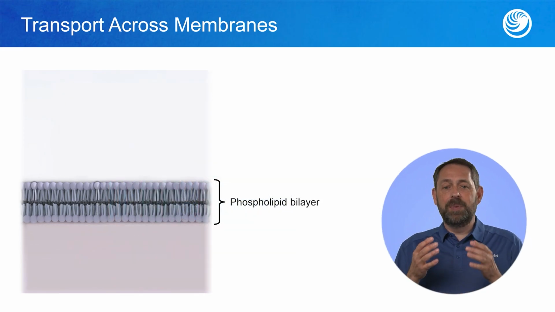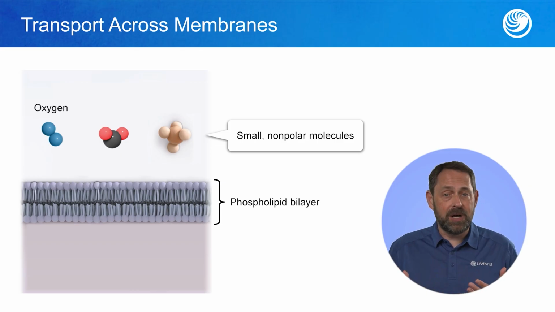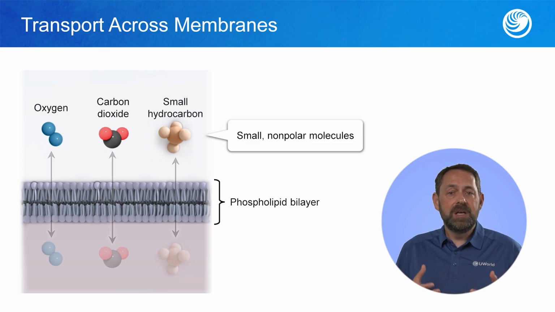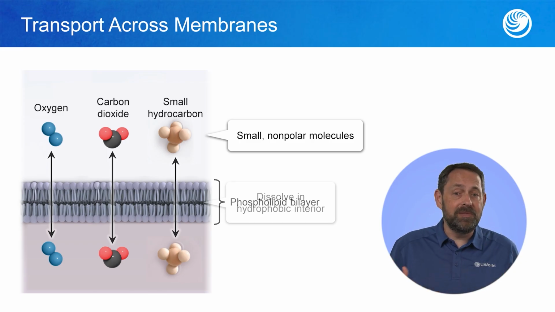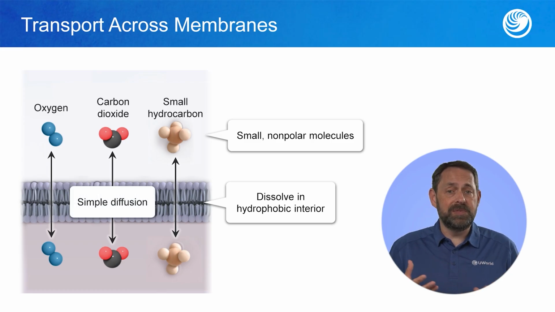The phospholipid bilayer allows small, nonpolar molecules such as oxygen, carbon dioxide, and small hydrocarbons like methane to pass through the membrane easily. This is because the size and lack of charge of these molecules let them dissolve in the membrane's hydrophobic interior and pass through the membrane by simple diffusion.